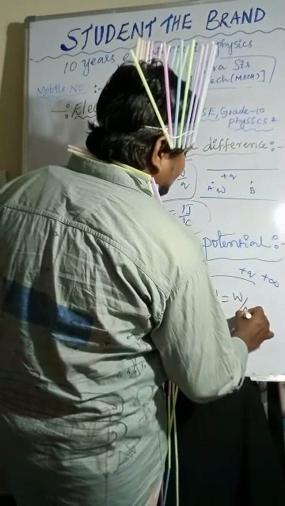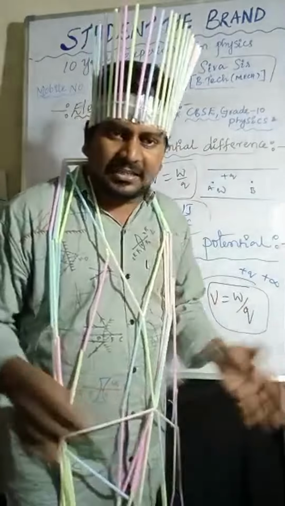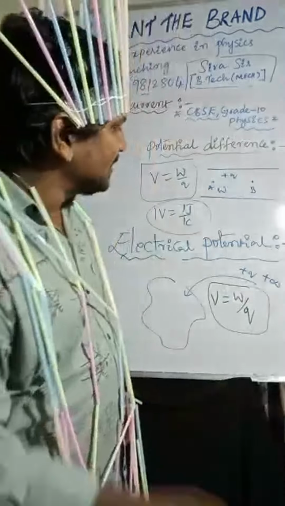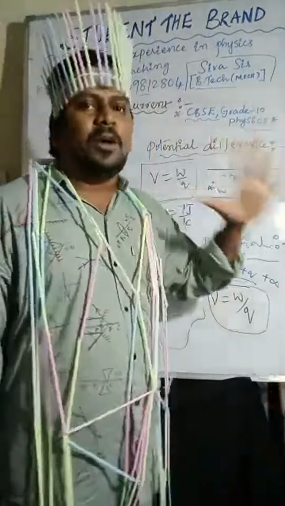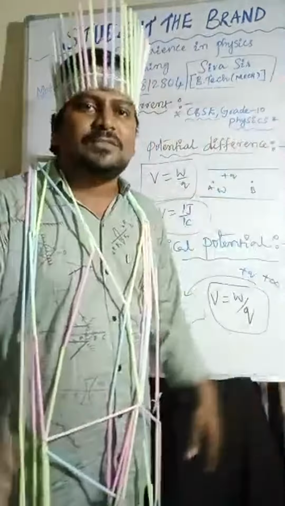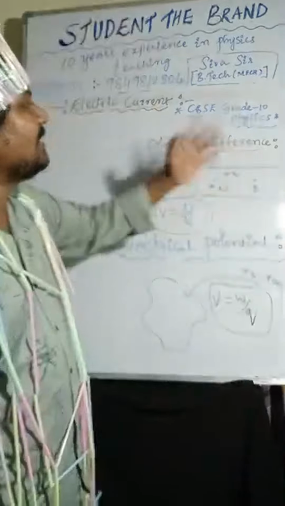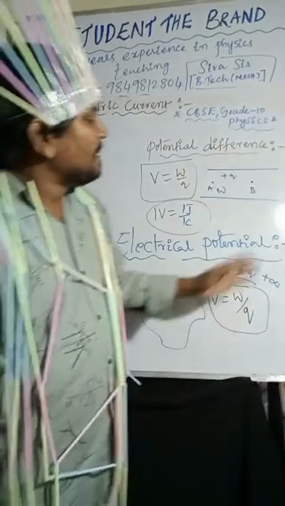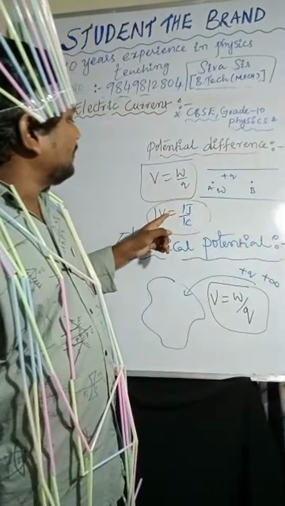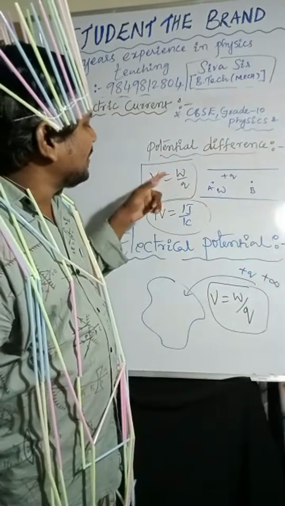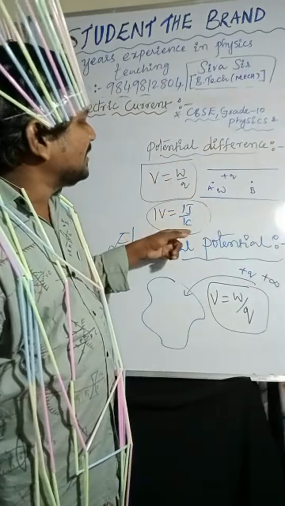So volt equals W by Q. What is potential difference? Potential difference is nothing but work done to bring unit positive charge from one point to another point within the conductor. SI unit of potential difference is volt, SI unit of work is joule, SI unit of charge is coulomb.